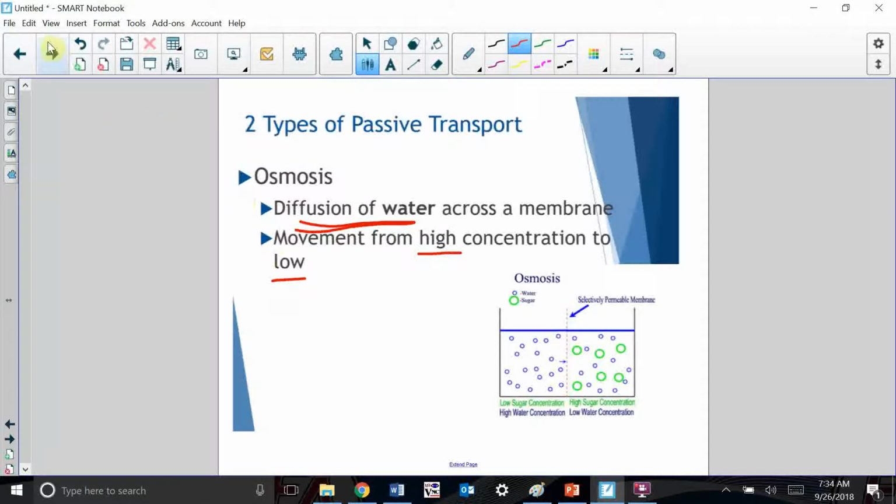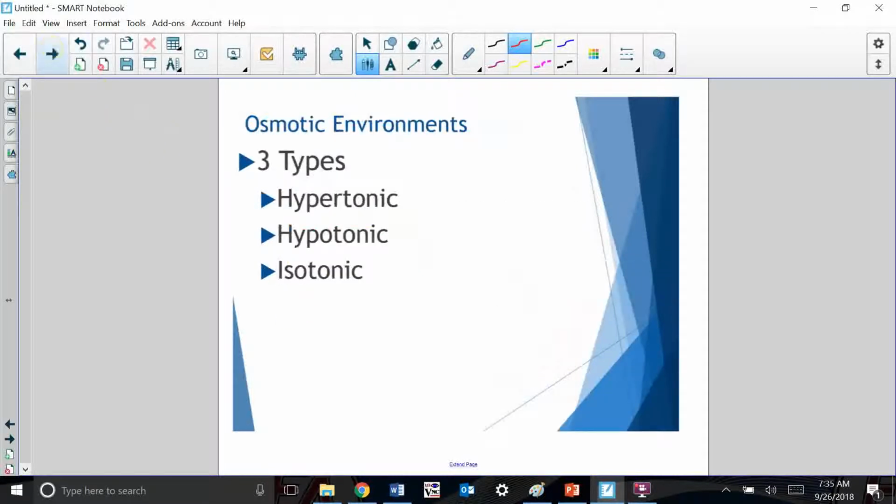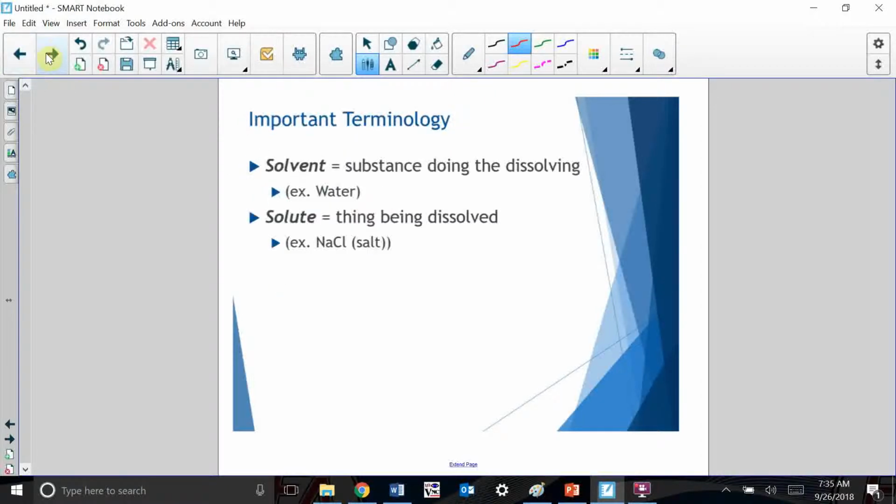Some types of osmotic environments that we look at are called hypertonic, hypotonic, and isotonic environments. Now these have a drastic impact on the cell, and the cell size, actually. So let's take a look at these one by one.